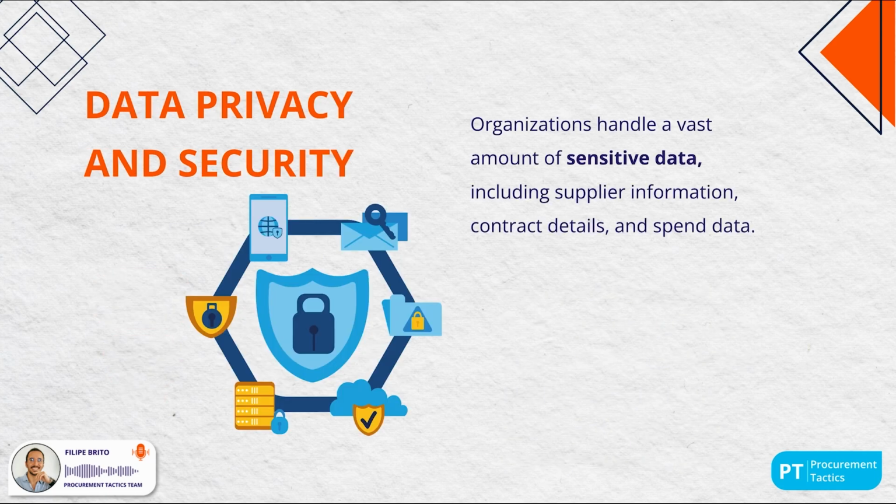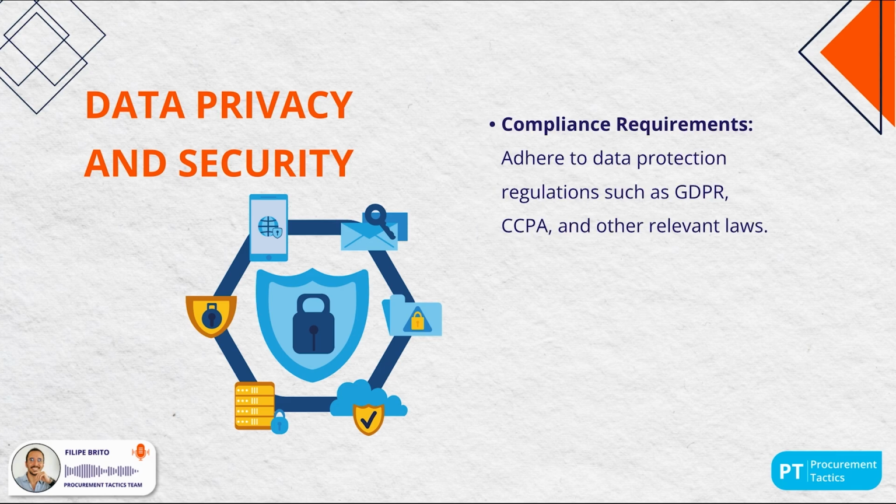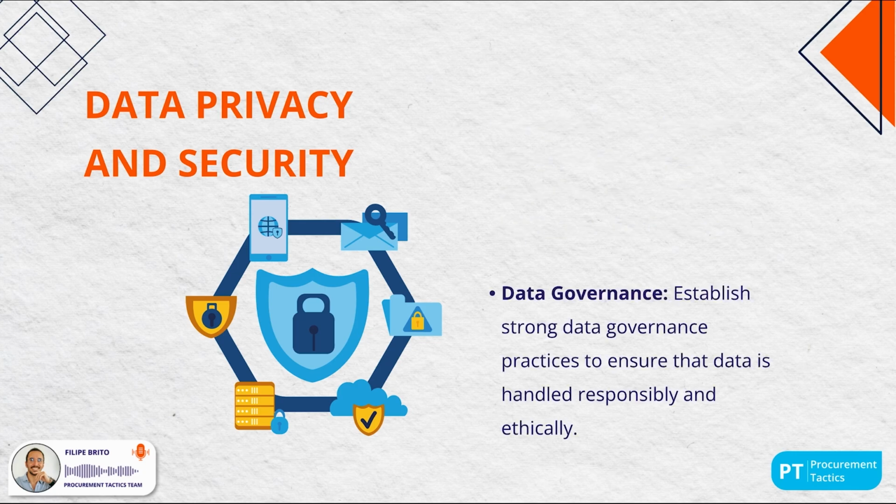Data privacy and security are critical ethical concerns in procurement analytics. Organizations handle a vast amount of sensitive data, including supplier information, contract details, and spend data. Ensuring that this data is protected against unauthorized access and breaches is paramount to maintaining trust and compliance. Organizations must adhere to data protection regulations such as GDPR, CCPA, and other relevant laws. Implementing robust data security measures, including encryption, access controls, and regular security audits, is essential for safeguarding sensitive information.